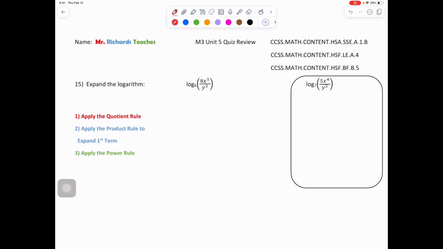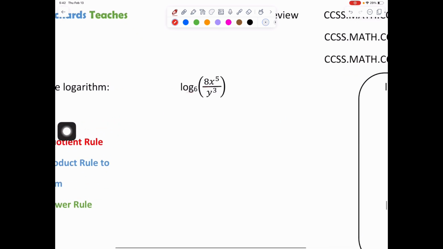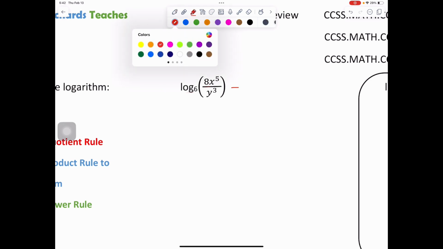Everyone in order now, it's number 15. We will be expanding the logarithm log base 6 of 8x to the 5th over y cubed. Step 1, apply the quotient rule. When working with division, this will turn into subtraction. And since we are expanding, everything shares that log base of 6.